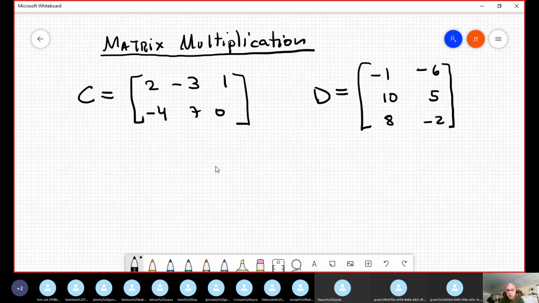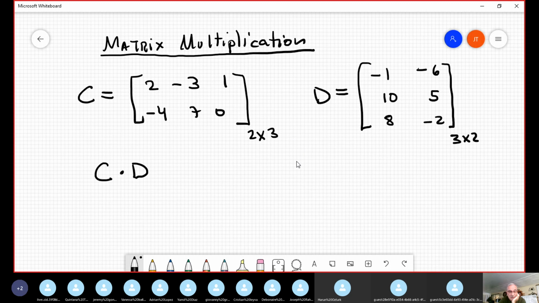The first thing you should do is analyze the dimension. The dimension for the first matrix is 2 by 3: 2 rows, 3 columns. Perfect. The second matrix D is 3 rows and 2 columns. I want to do the multiplication C times D.